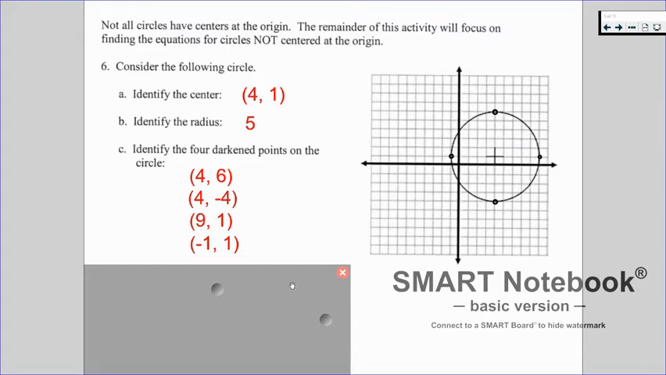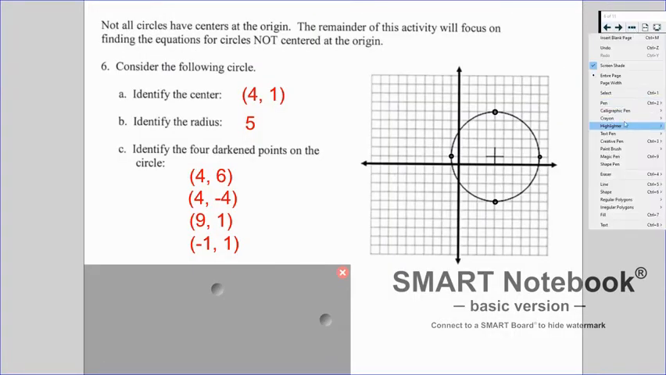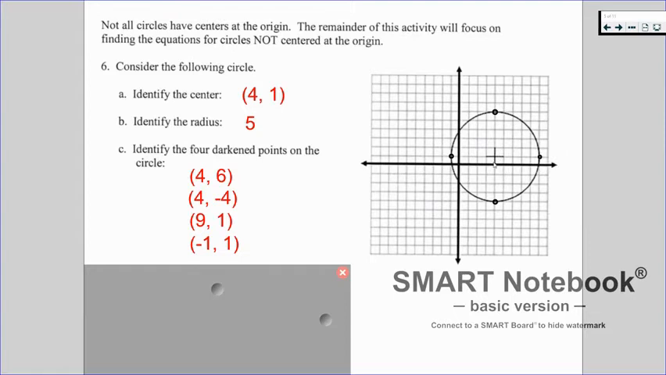As you look at the next question, I'm going to flip the slide. It says it looks like the point (7, 5) is on the circle. So over here, it looks like that point is on the circle. What is the horizontal distance between the center and the point (7, 5)? Explain how you can find this using the coordinates themselves. So for the horizontal distance, I'm looking for (7, 5), which is right there. It wants to know what that horizontal distance is.